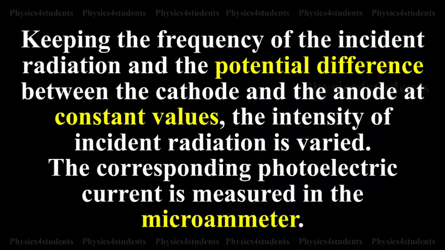Effect of intensity of incident radiation on photoelectric current. Keeping the frequency of the incident radiation and the potential difference between the cathode and the anode at constant values, the intensity of incident radiation is varied. The corresponding photoelectric current is measured in the microammeter.